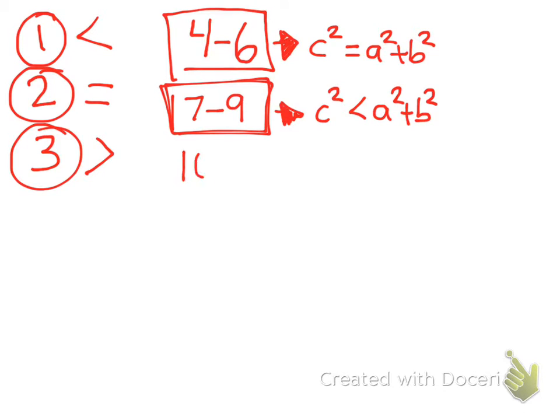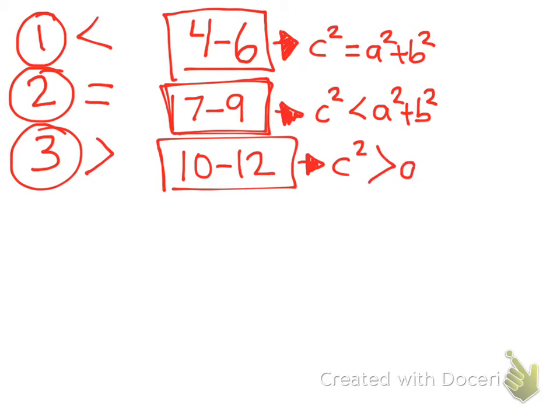And then 10 through 12, you're showing that they're obtuse. So what should you be using? Same thing, but greater than. Good. And then 13, 14, 15, you don't know. So just start with it as equal. And then narrow it down from there depending on what each side equals.